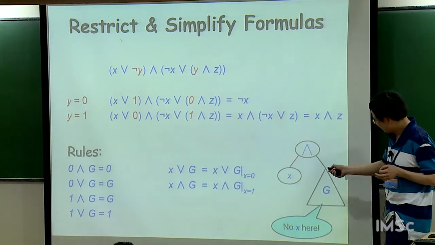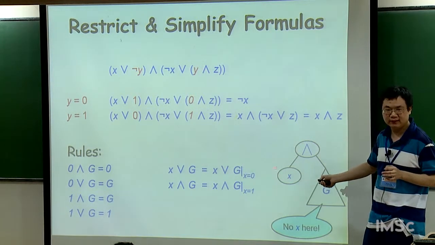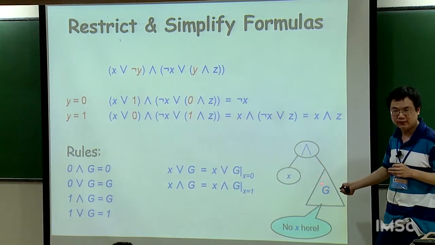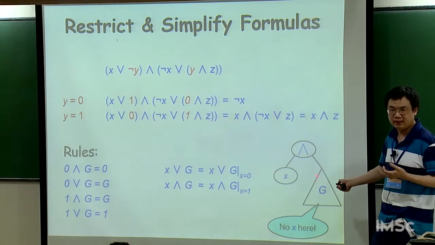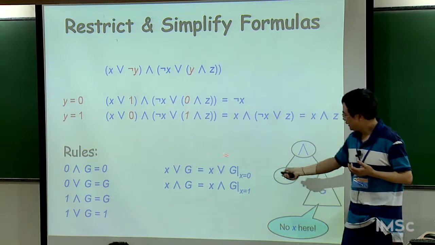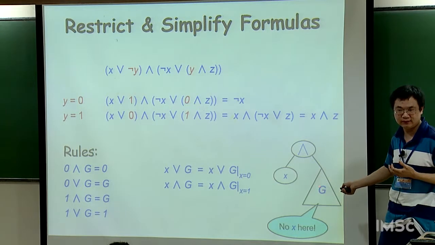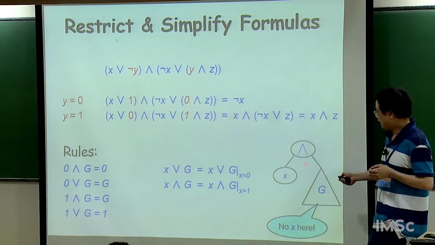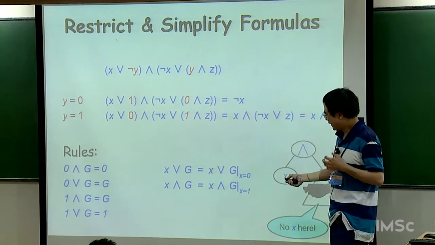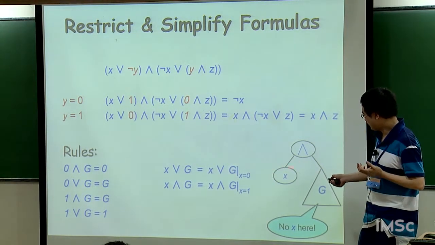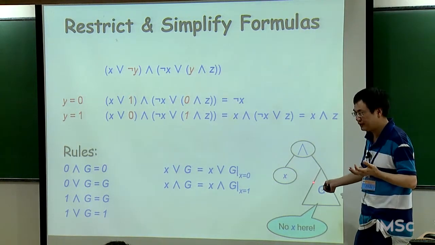Let's look at this picture. Suppose this AND gate is fed by a literal x and then a subformula g. We want to make sure that this x doesn't appear in the subformula g. Because if it appears there, we can apply such equivalence rules to eliminate x from the sibling. We need this rule because after such simplification, we are guaranteed that x doesn't appear in the sibling.